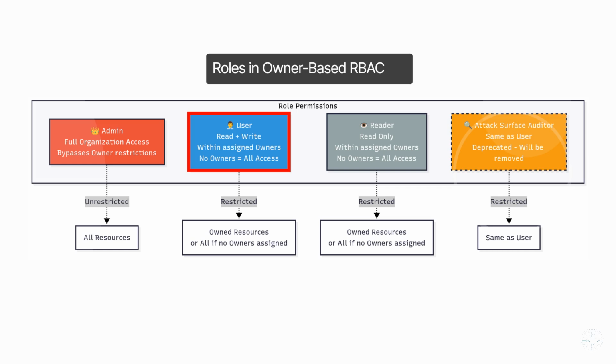The user role now has read and write access limited to assets within their assigned owners, allowing them to initiate scans, manage vulnerabilities, and work with tickets for their owners' resources. However, there's an important caveat. If no owners are assigned to a user, they will have access to all organization resources. Similarly, the reader role provides read-only access to assets within assigned owners and cannot modify anything, but if no owners are assigned, they gain read access to all organization resources.